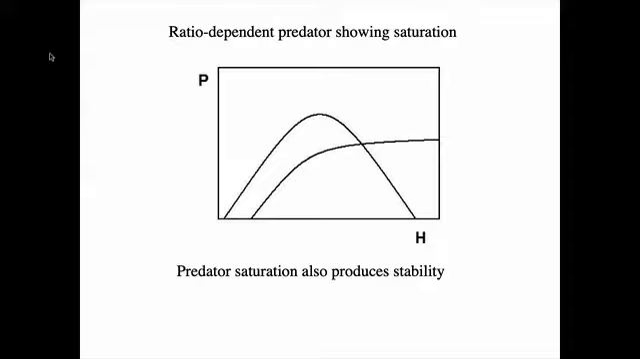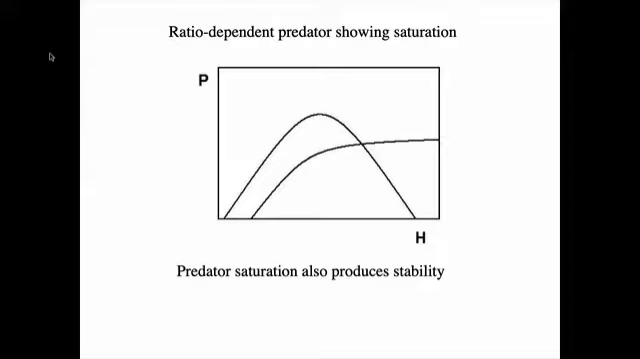So this is another thing that promotes stability, and it helps explain why predator-prey systems are often more stable than you might expect. If predators are ratio dependent, they're going to be stable, equal interactions. If predators are limited by something other than their prey, they will also be stable. Okay?